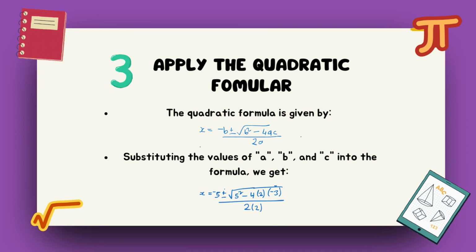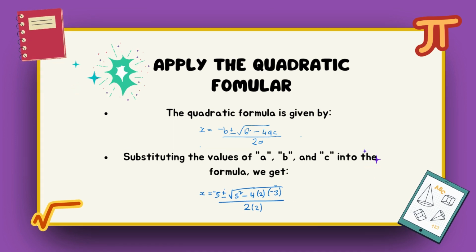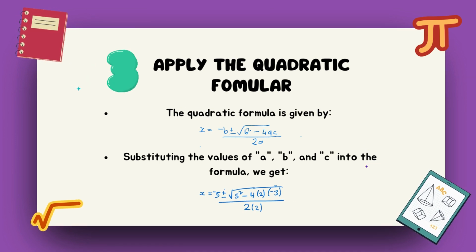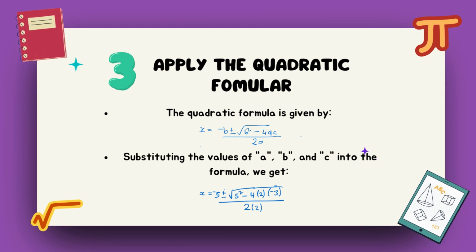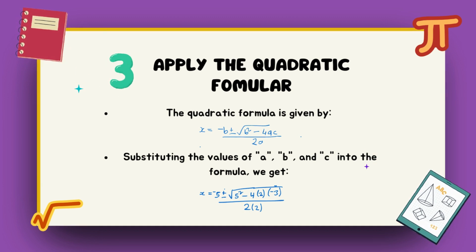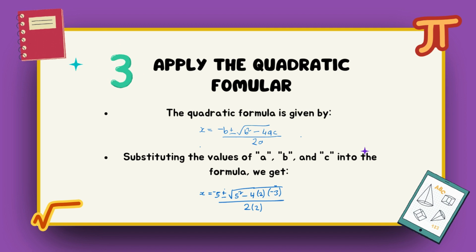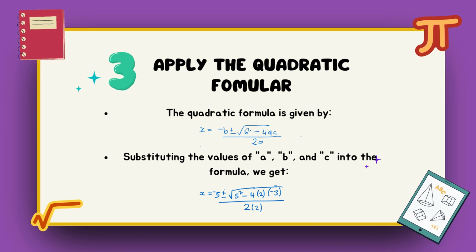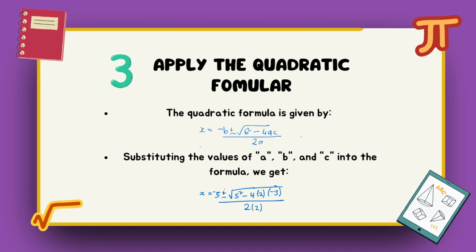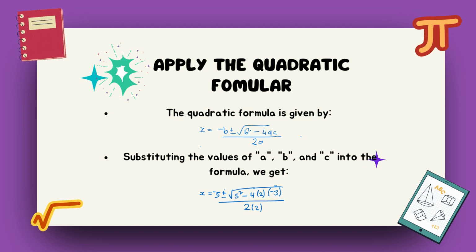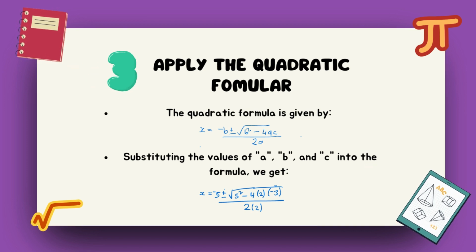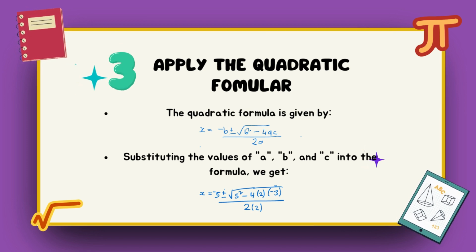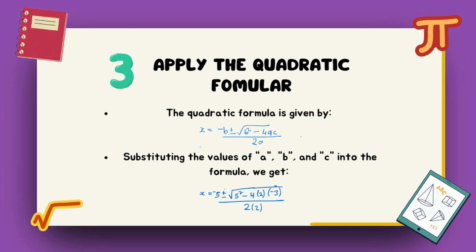Step 3. Apply the quadratic formula. The quadratic formula is given by x equals -b plus or minus the square root of b squared minus 4 times a times c, all over 2 times a. Substituting the values of a, b, and c into the formula, we get x equals -5 plus or minus the square root of 5 squared minus 4 times 2 times -3, all over 2 times 2.